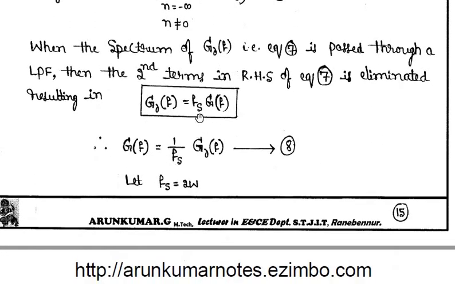Next, what I need is g of f. So g of f is given by 1 by fs times g delta of f. Why do I need g of f? Because I need to recover the original message signal g of t in the time domain.